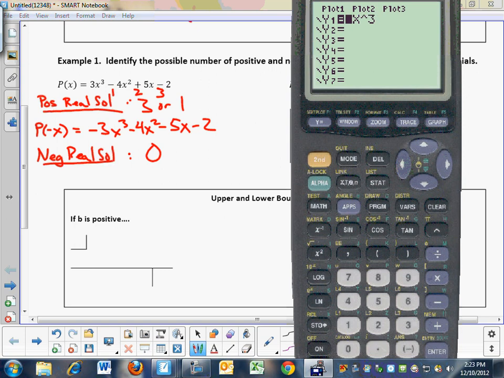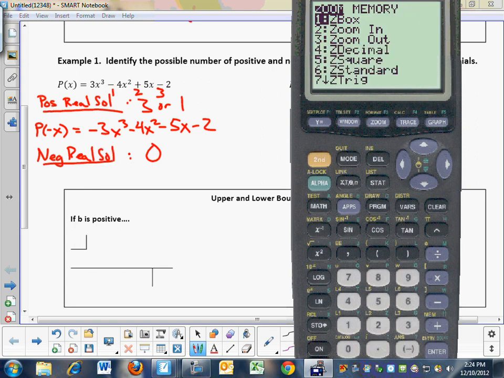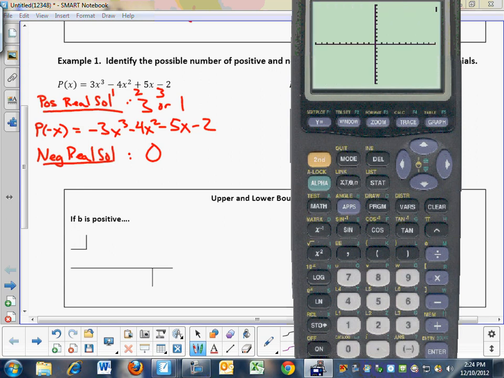We put in our normal one, not the negative one, so 3x to the third minus 4x squared plus 5x minus 2. And I'm going to graph it in a normal viewing window, so zoom 6. And as you look at that graph, how many times does that cross the x-axis? Once. Does it cross on the positive side or the negative side? So look, I have one positive real root. You can see it does not cross in the negative at all. So it does hold up to what we said it would.